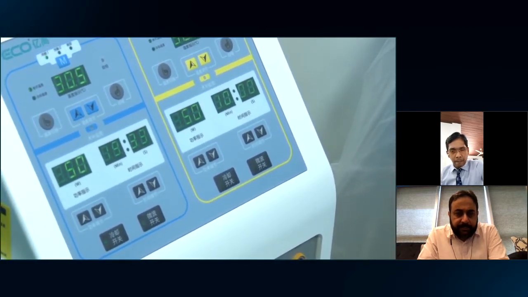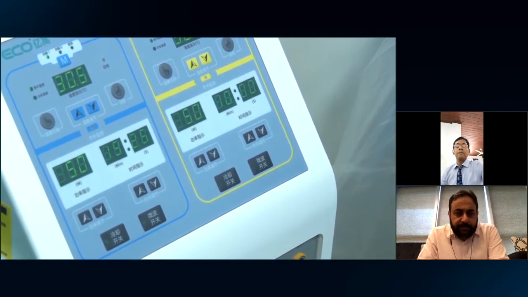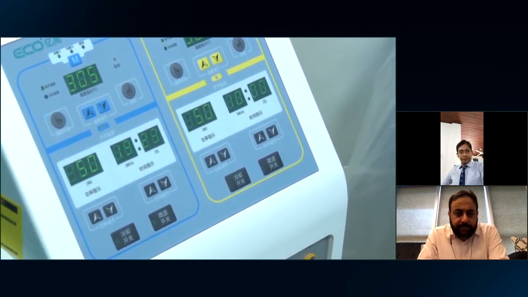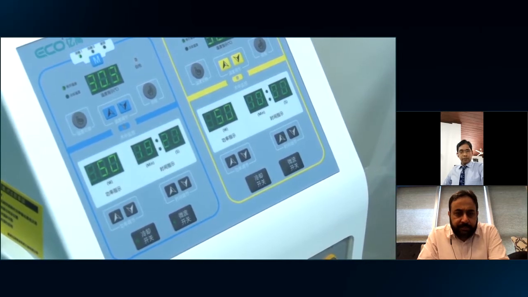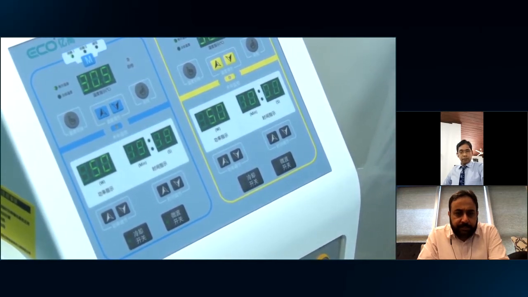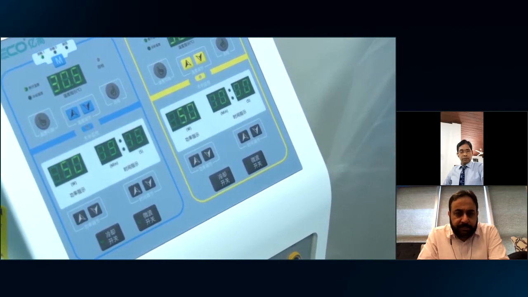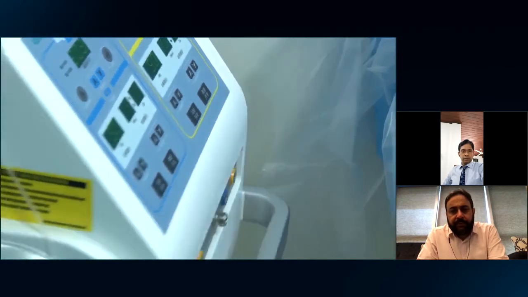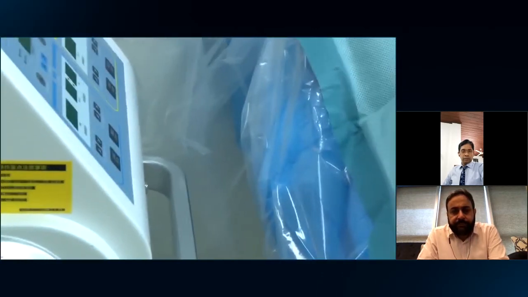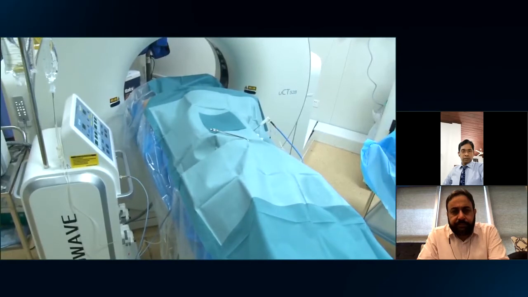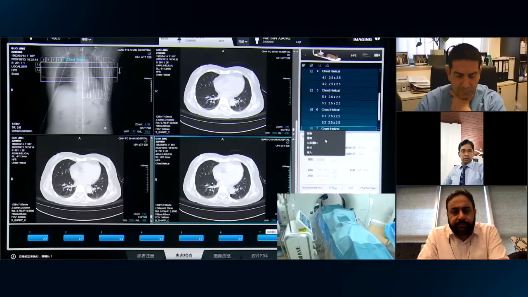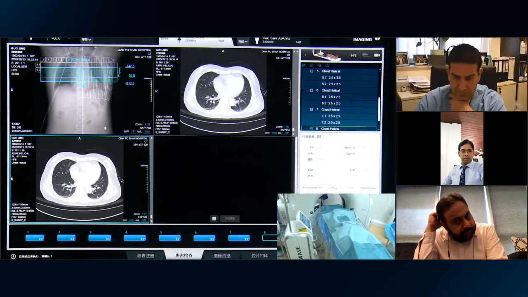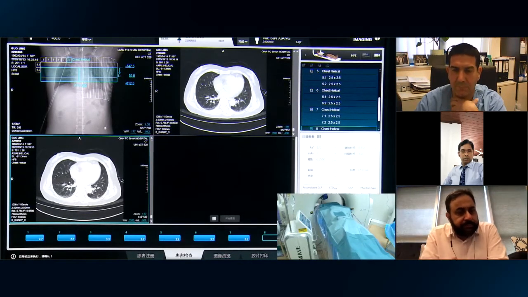Okay, we make a CT scan after 1 minute of ablation, and the total ablation may be 3 to 4 minutes. Yeah, we recommend a CT scan after 1 minute of ablation to monitor the whole procedure.